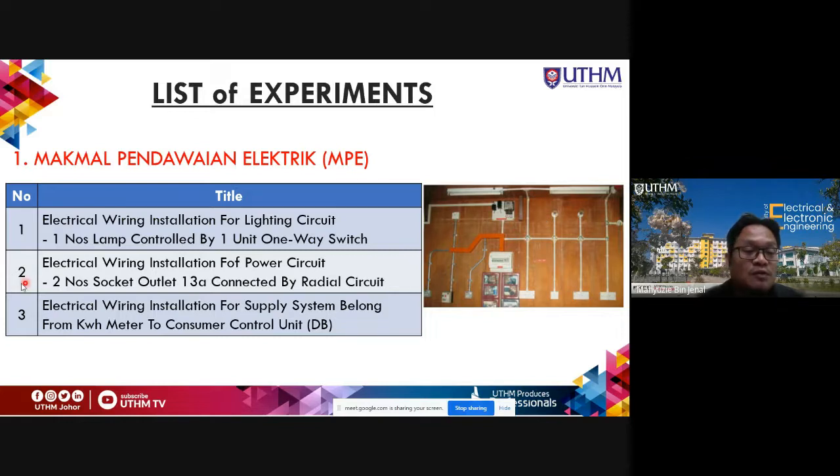Then as we move on to experiment number two, you're going to have an electrical wiring installation, it's not fourth, sorry for the typo, for power circuit. So for the power circuit, we have two socket outlets, 13 ampere, connected by radial circuit. The one we have in Malaysia is the 13 ampere type. If not mistaken, we have two types, where the current capacity is either 13 ampere or 15 ampere.